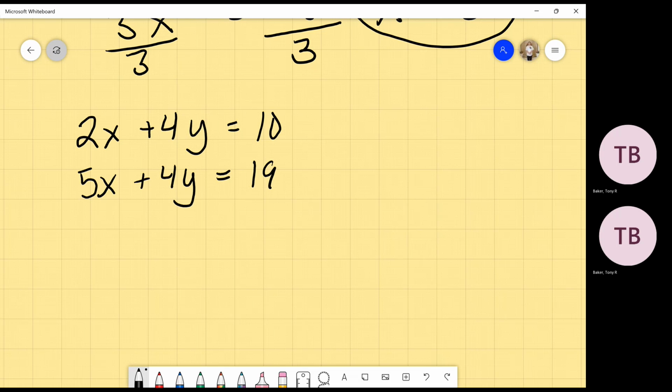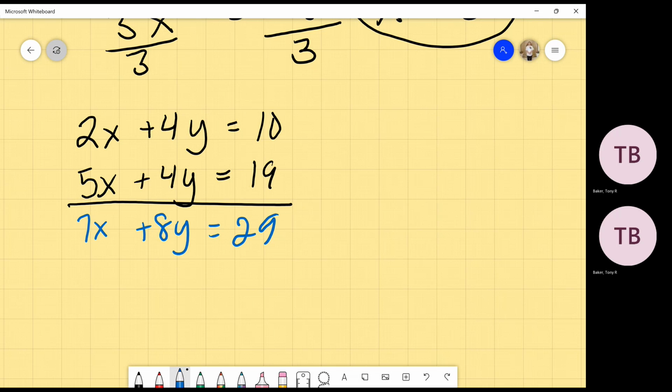All right, so in this one, if I was to add these two equations together, I'd get 7x, 8y equals 29. I didn't eliminate anything. Okay, that's a problem. My goal with linear combinations or elimination is to eliminate something. So if I added these two equations together, I'm not eliminating anything. So we need to change the problem to eliminate something.